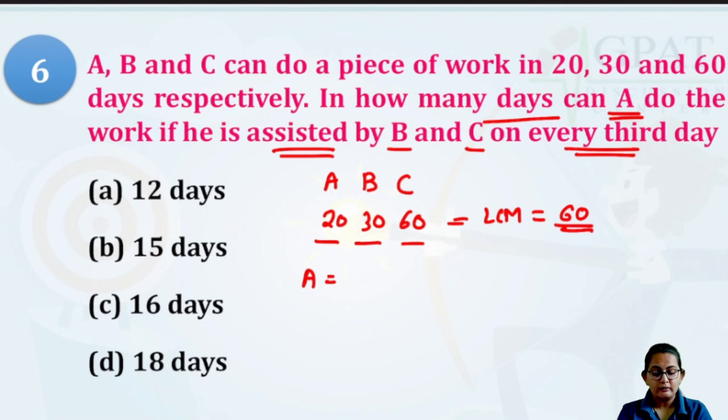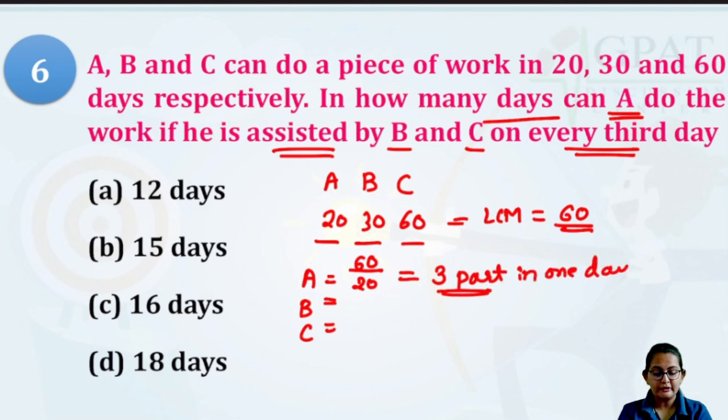Now we have to find the individual work done by A, B, and C. So how can you find the individual work? There is a total of 60 work and A takes 20 days. So how much work would be done in one day? A will be doing 3 parts of work in one day.